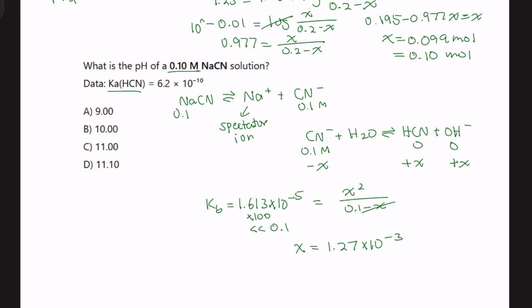And remember that this is the concentration of OH minus ions. So I will find the pOH, which is 2.9, just taking the negative log of this number. And then the pH is 14 minus 2.9, which will be 11.1.